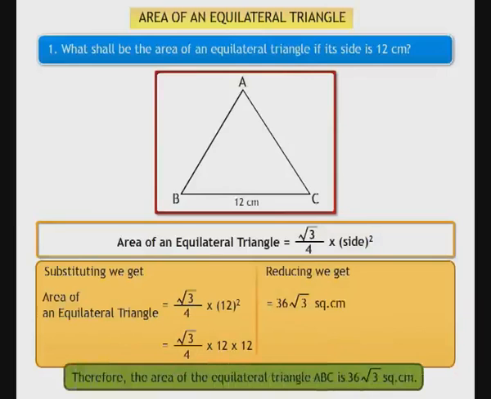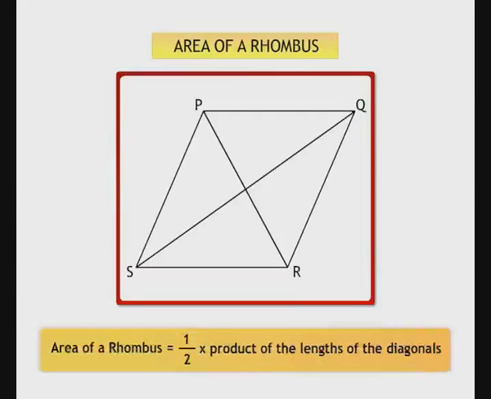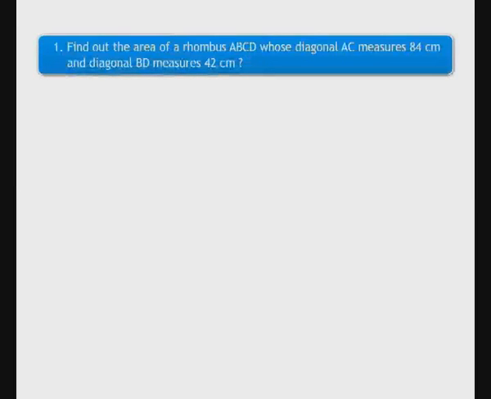Similarly, we can also find the length of any one diagonal when the area of a rhombus is given. 2. The area of a rhombus PQRS is 1280 square centimeter. If diagonal PR is 64 centimeter long, what is the length of the other diagonal, that is QS? Given the area of a rhombus is equal to 1280 square centimeter, one diagonal PR is equal to 64 centimeter, and you have to find the other diagonal, that is QS.